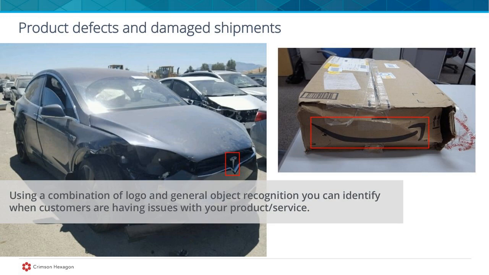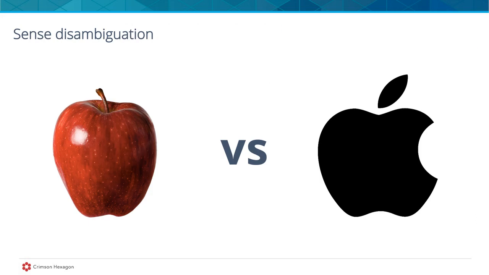Again, another big one: product defects and damaged shipments. We're able to look at things like the logo and then provide a classifier around this particular car or this box and say, okay, we found the Amazon logo and we found a crushed box, or we found a Tesla car and it was crashed and someone's complaining about it. So again, another interesting CX use case in the marketing world.